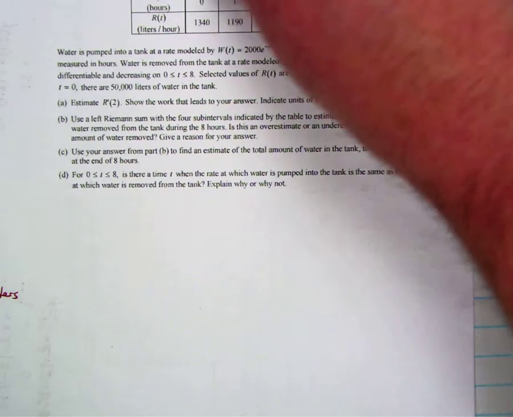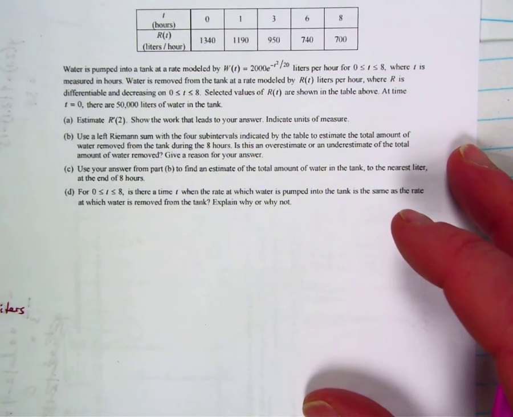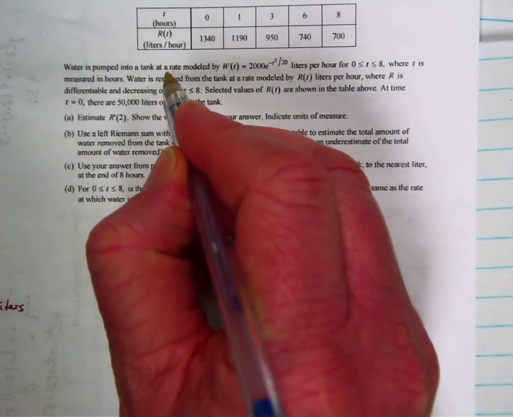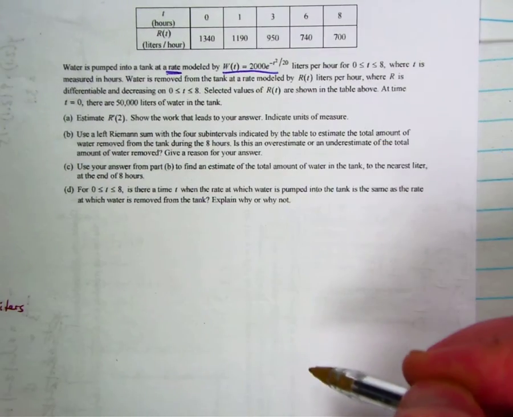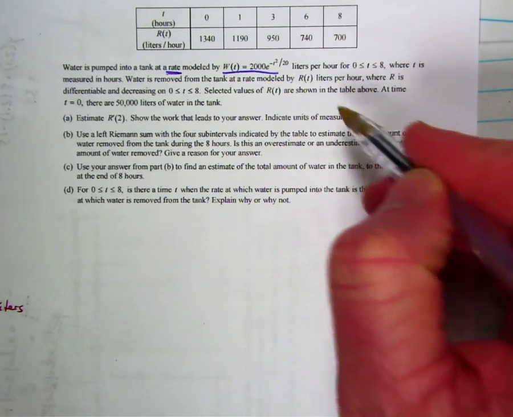Okay, I'm going to try to do this problem really fast. I want to go through just the quick key reading points, and then I'm going to solve it as quick as I can. So we have a problem: water pumped into a tank at a rate. So that's the in amount of the water, and it's some exponential. We'll use our calculator for that.